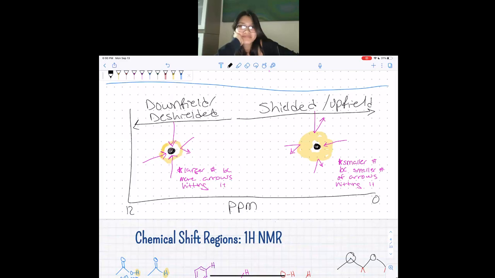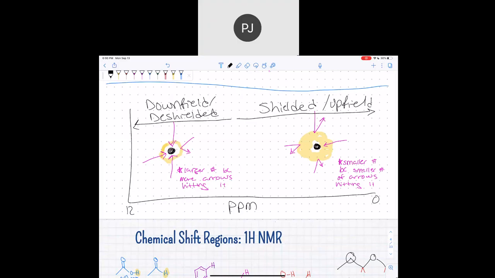So this is basically just what we mean when we say shielded, deshielded, all that kind of stuff. Does this make a little bit more sense for everyone? Yes. What about the frequency? Do we have to know that?